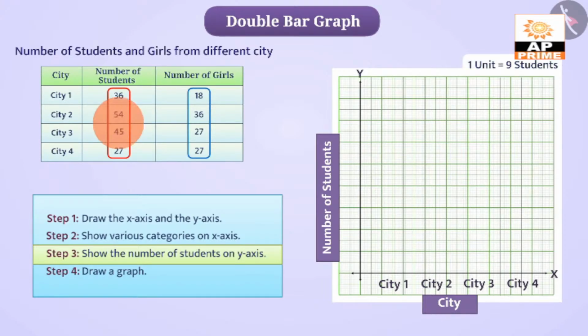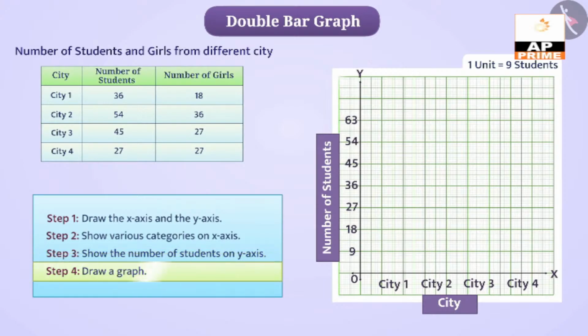Because all the numbers are multiples of 9, so we will show the numbers 0, 9, 18, etc. on the y-axis. The maximum value here is 54, but for our convenience, we have taken numbers up to 63 on the y-axis. Step 4. Now we will draw a graph.